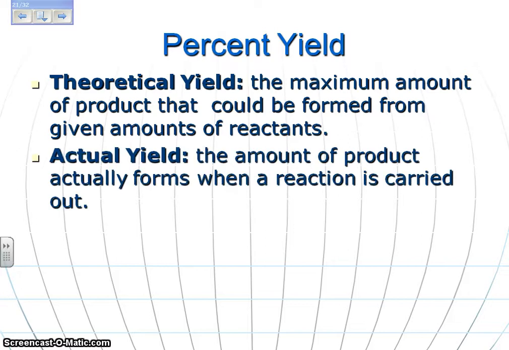actual yield. The theoretical yield is the maximum amount of product that can be formed from the given amounts of reactants. All right, that's the definition. The theoretical yield is always going to be something that you calculate. When you do your stoichiometry problem, the answer is going to be your theoretical yield.